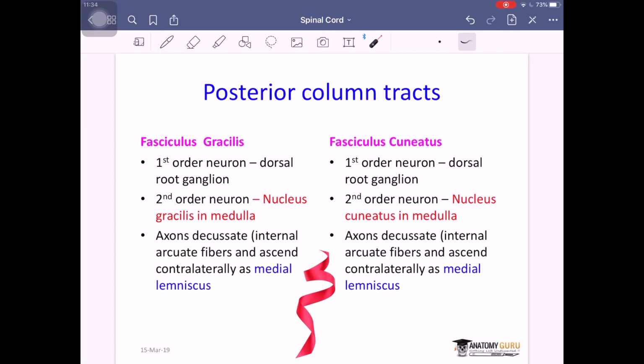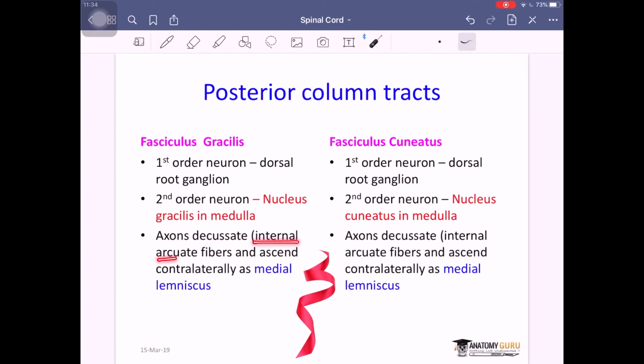Let us see what it is. The second order neuron is starting. So it comes in relay in the spinal cord, and let us go up there. Now once the axon goes up, they are decussating. Decussation means crossing. Crossing is not happening in the spinal cord, but only in the brainstem.